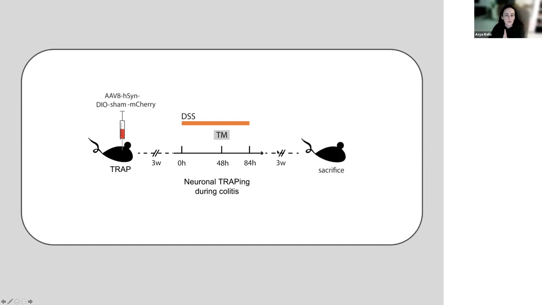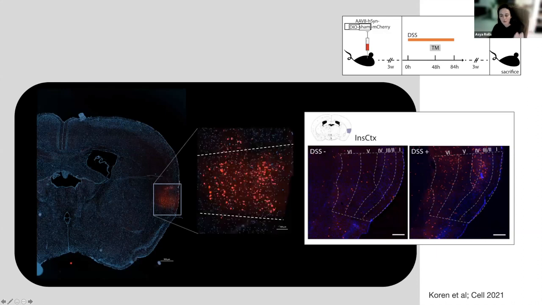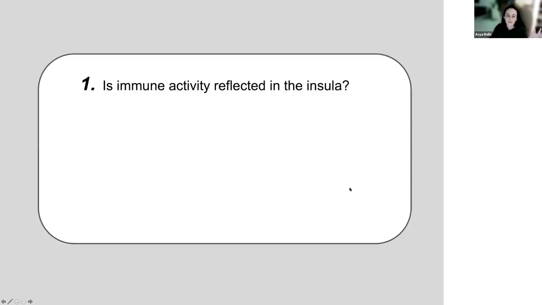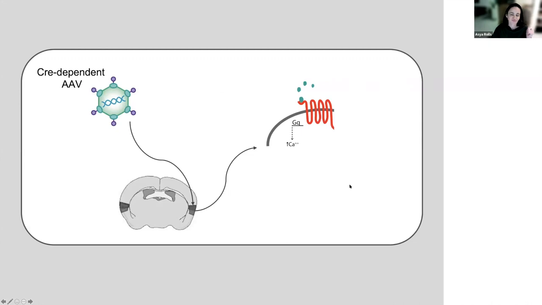Then we waited for 3 weeks, and we sacrificed the mice and visualized their brain. And you can see here that indeed, we can see activity labeling of neurons in the insular cortex, and there are more neurons that are active during colon inflammation. Okay, so it seems that there is some activity in the insula, which was reflecting that. But is it meaningful in any way for immune regulation?